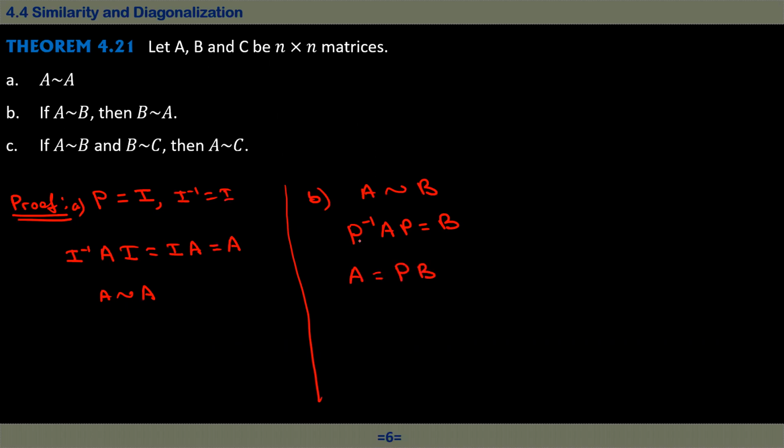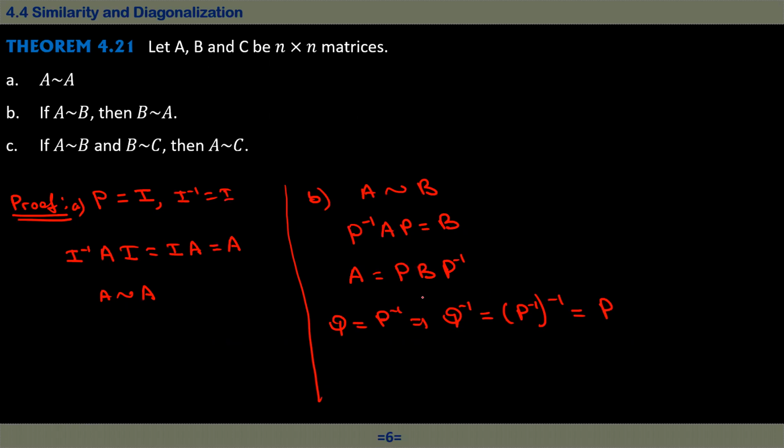P times P inverse is equal to I. On the right, multiply by P inverse. So here we have P inverse, right? Since P is an invertible matrix, this P is also the inverse of something. That is the inverse of this P inverse. So if I denote this Q as P inverse, then Q inverse will be P inverse inverse, which is equal to P, by the property of the inverses of a matrix.